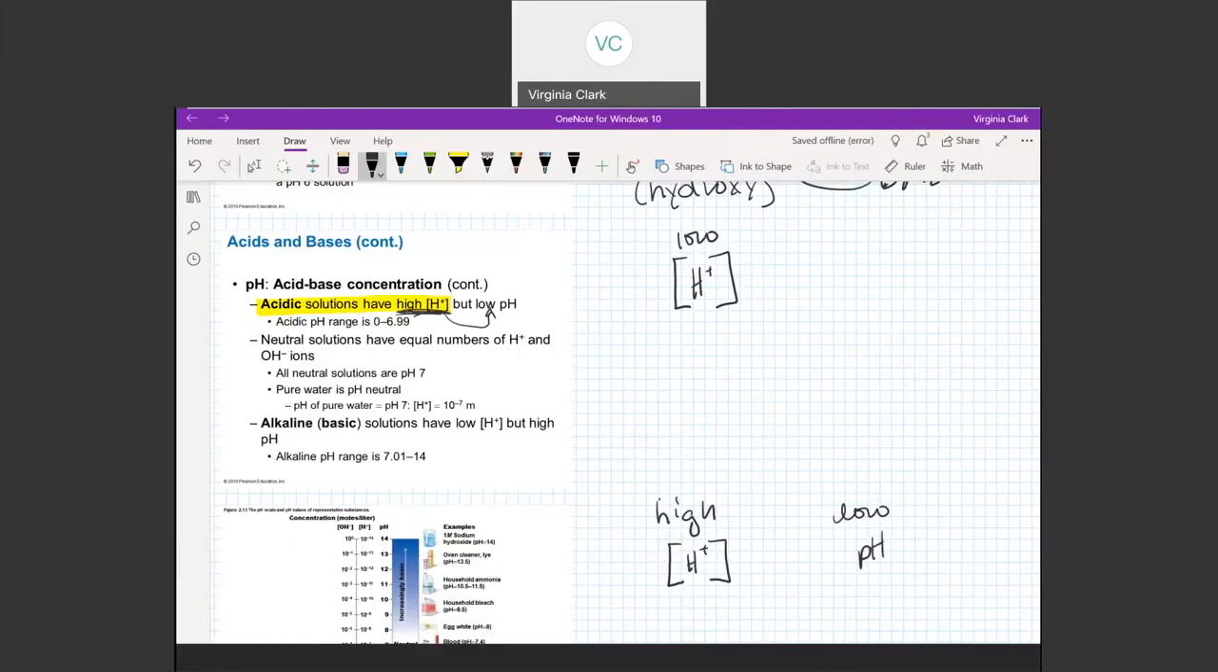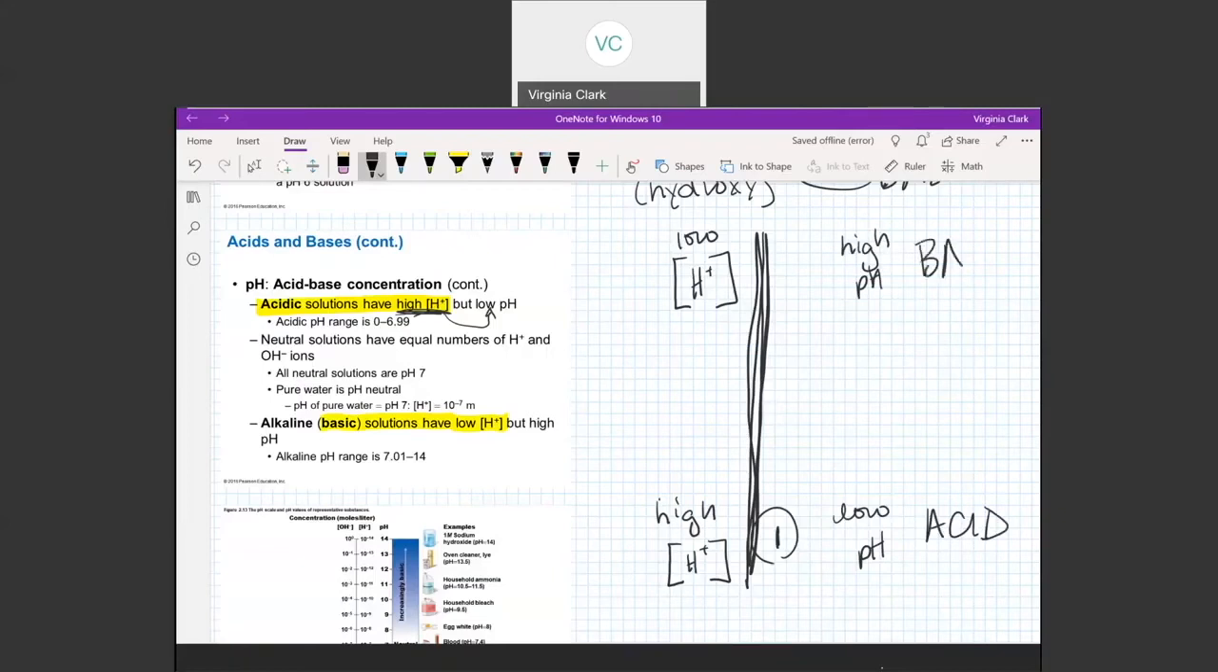So that means on a 0 to 14 scale or a 1 to 14 scale, this is going to be a 1 if this is our scale. So if we have a high concentration of hydrogen ions, we're going to have a low pH. Same thing is going to be true for these guys. Basic solutions are going to have a low concentration of hydrogen. So that's going to be up here. Low concentrations of ion, and it will be a high pH. So this will be an acid, and this will be a base.